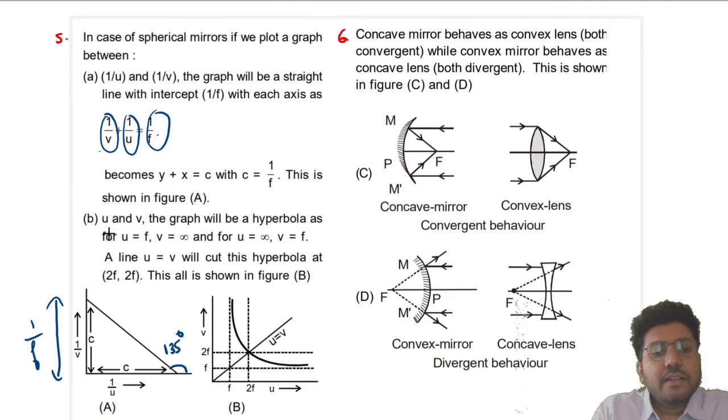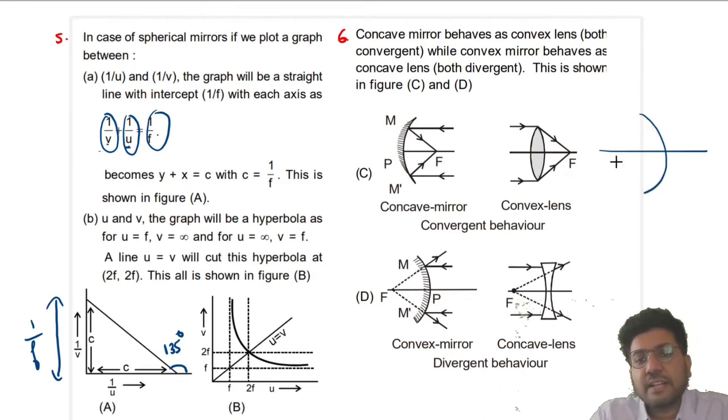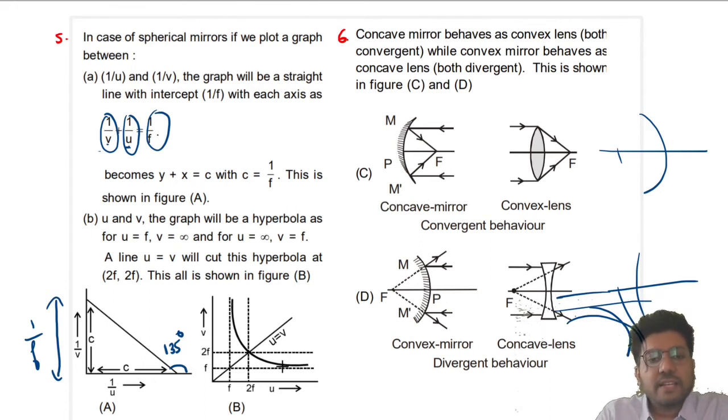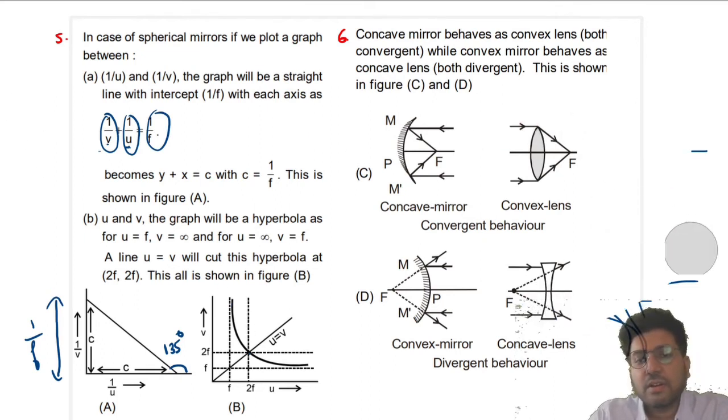And in the second case, if you plot the graph between v and u, then it will be a rectangular hyperbola. Here we have not considered the sign. Here we have taken real object and real image as positive. Otherwise this graph should have been on this side, which we have already discussed. I have taken it here because I have taken v and u as positive for a real image. And the line v equal to u cuts this hyperbola at 2f, 2f. I have told you this because when object distance is 2f, image distance is also 2f.